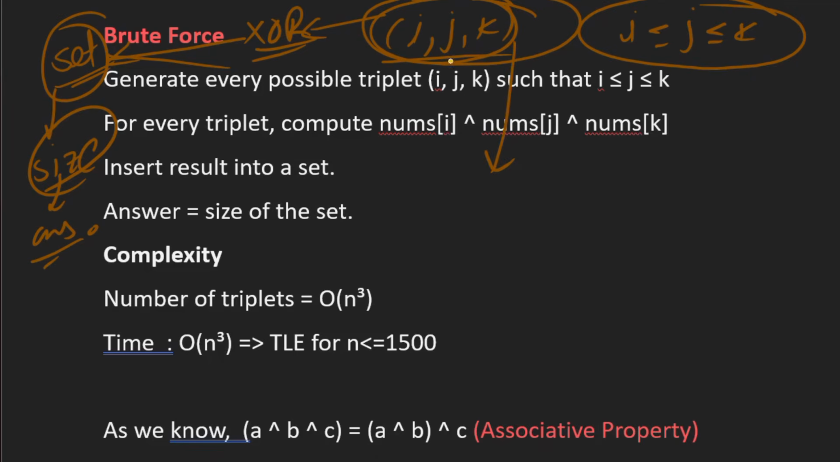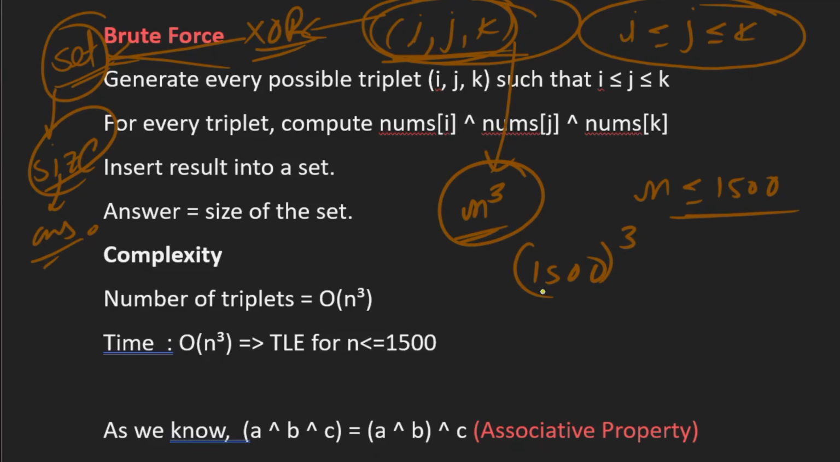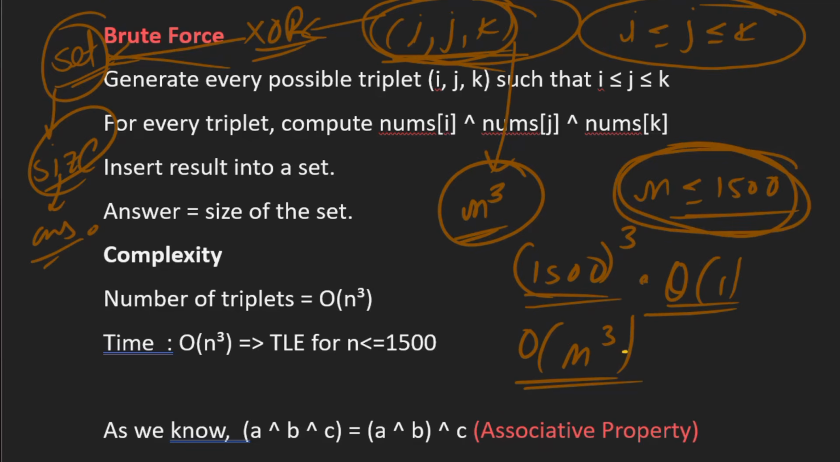Now, we have to take three values in the XOR. So how many possible triplets are there? In total, n cubed possible triplets. As we know, our n value is less than or equal to 1500, so the total triplet count can be 1500 to the power 3. And the time taken to find the XOR of one triplet is O(1). So the total time is O(n cubed). For this value of n, n cubed will give us time limit exceeded, so our brute force approach will not work here.